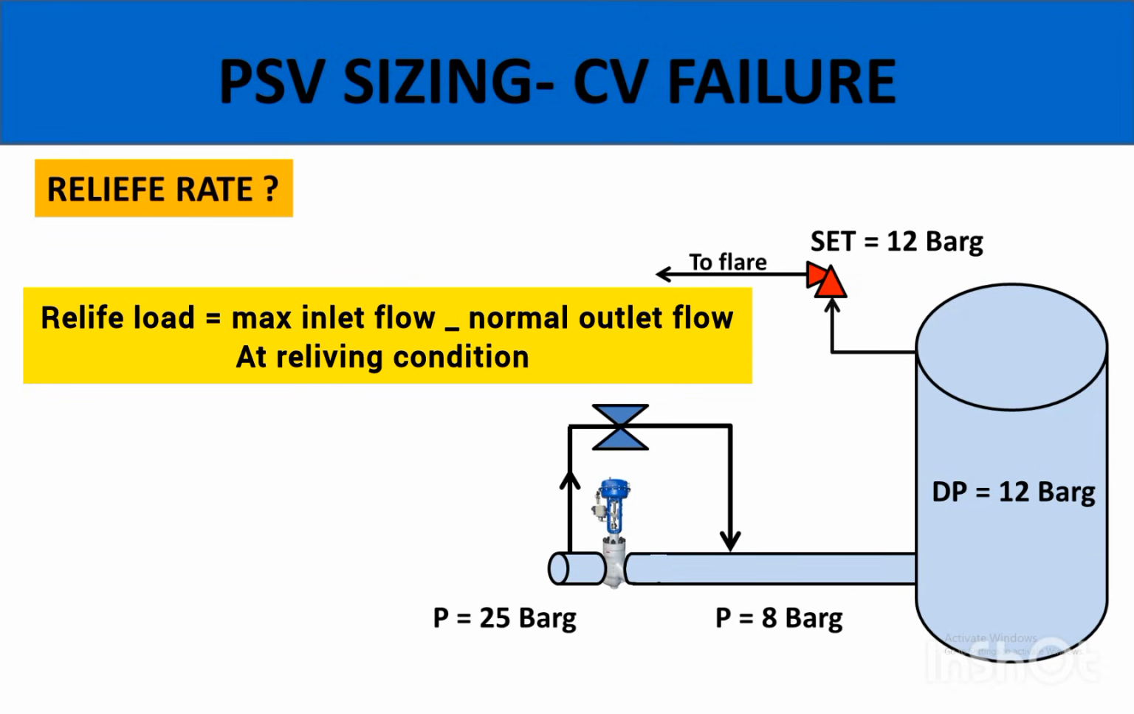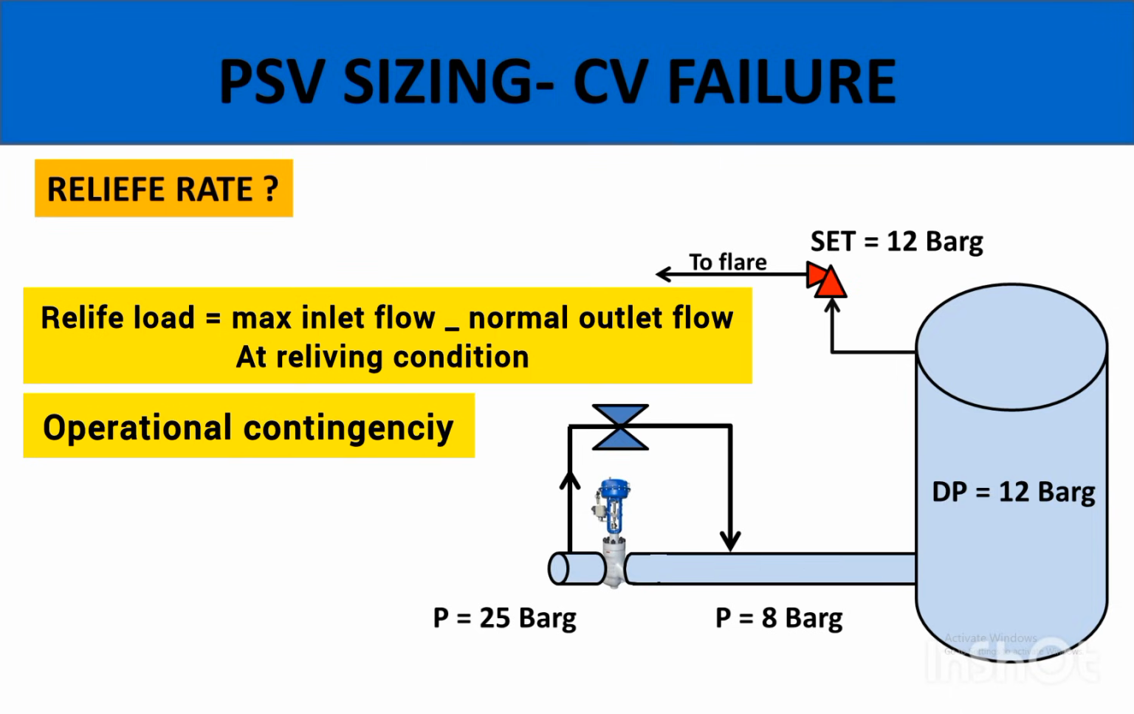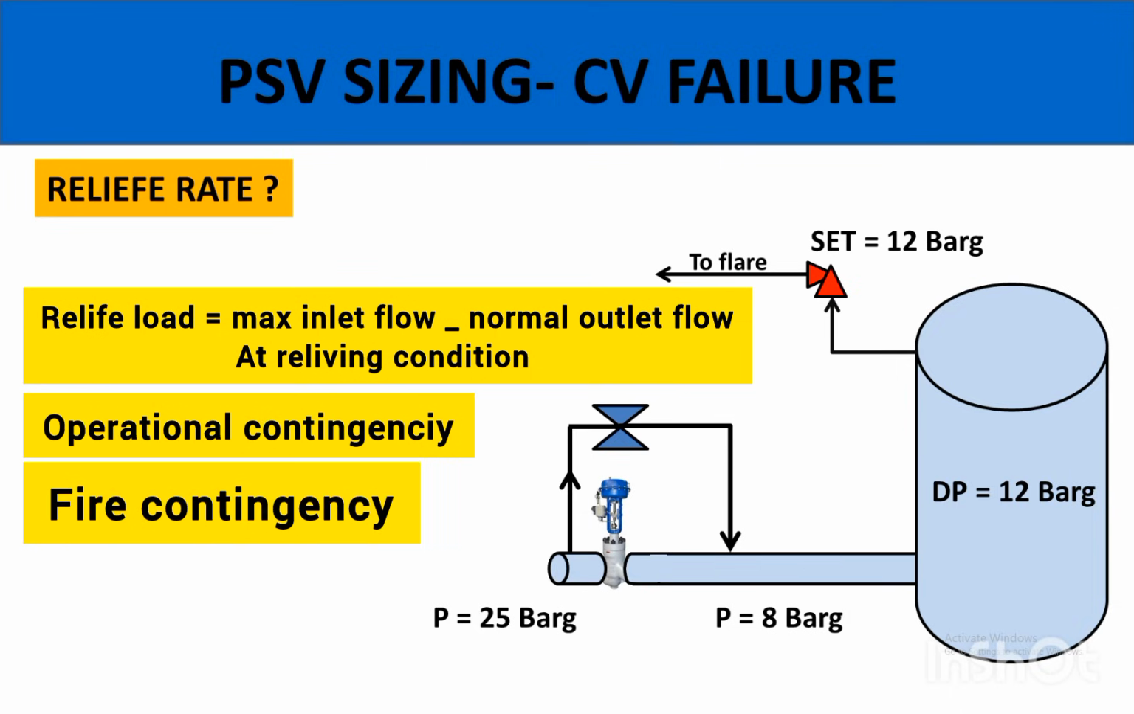According to API 521, we have two types of contingency or hazard when it comes to PSV sizing. The first one is the operational contingency, and the second one is the fire contingency, which is less likely to happen when it comes to PSV sizing. We have discussed the wetted fire scenario and finding the relieving pressure within the fire scenario, which was 1.21 times the set pressure of the PSV, and you know how to find the relief pressure with this equation.